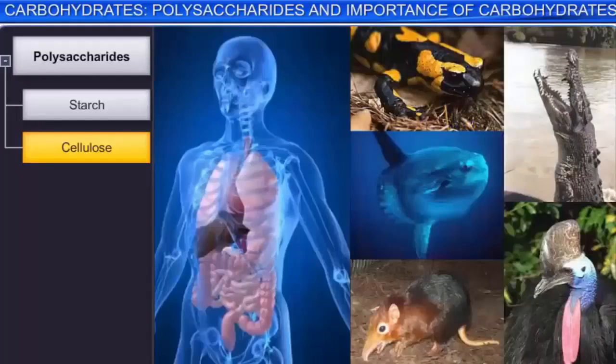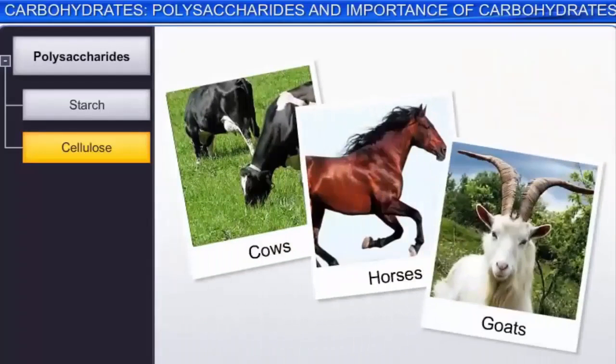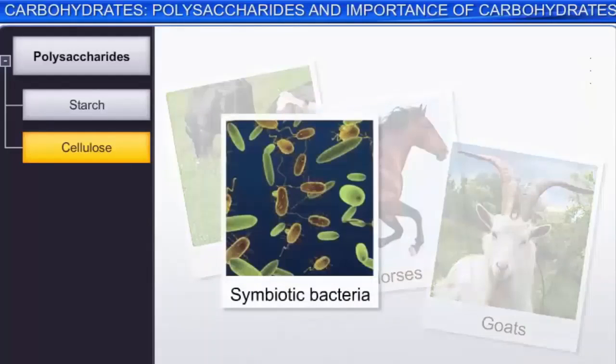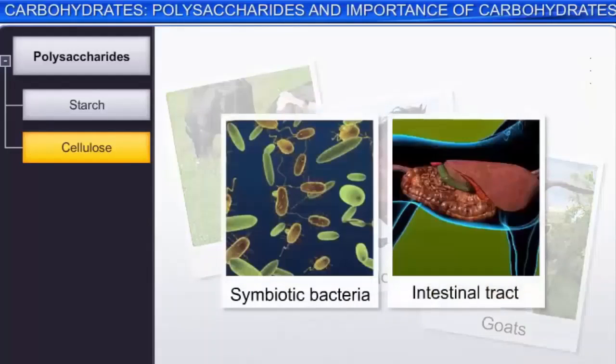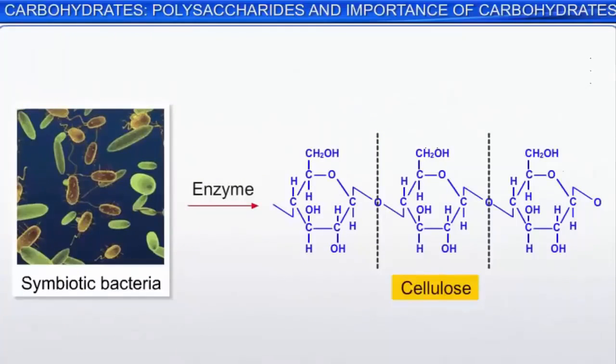Humans cannot digest cellulose, as they don't have the enzymes necessary to do so. Cows, horses, goats have symbiotic bacteria in their intestinal tracts. These bacteria provide the enzymes for breaking down cellulose. The term dietary fiber refers to cellulose.